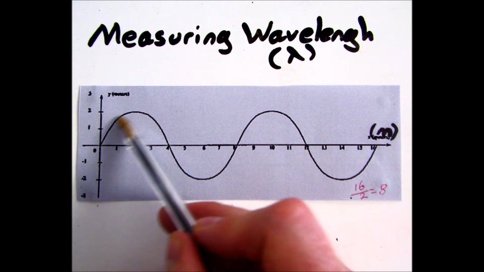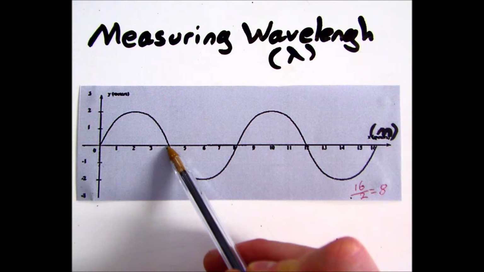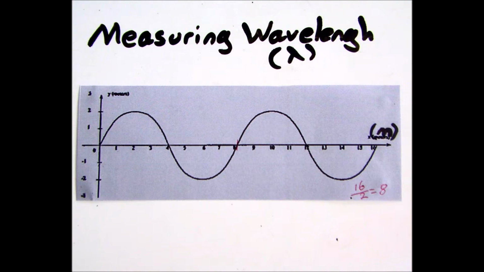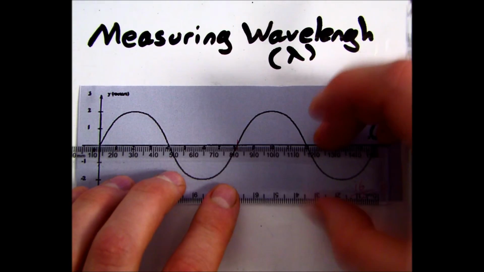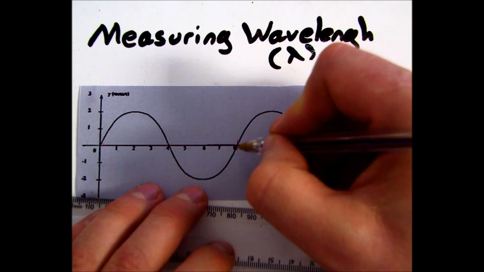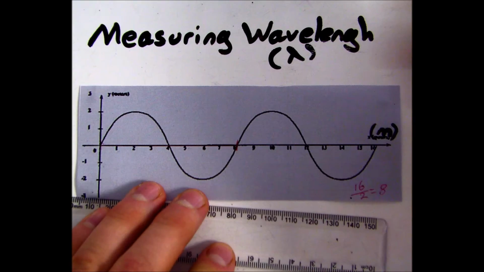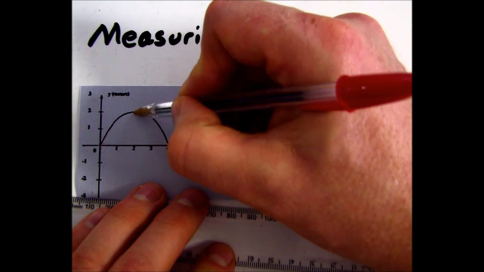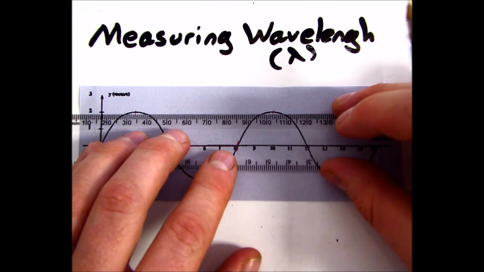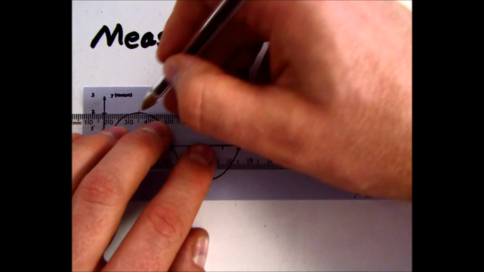Another way would be to look from 0 to complete one wave cycle. So over a crest and up from a trough, 0 to 8, so that would be 8 metres. Or here we look at marking up peak to peak, and you can see the first peak was at 2, the second peak's at 10. 10 take away 2 is 8 metres.